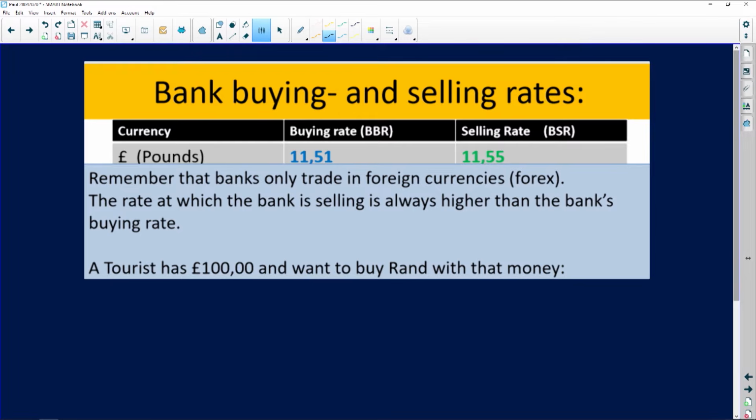I've got an example here, the buying and selling rates. We have a currency here, we're going to work with the pound. You'll see the acronyms are very important, you'll find them in the exam papers as well. The buying rate of a bank, also known as the BBR, is normally the rate that a bank will offer when they buy your currency from you.